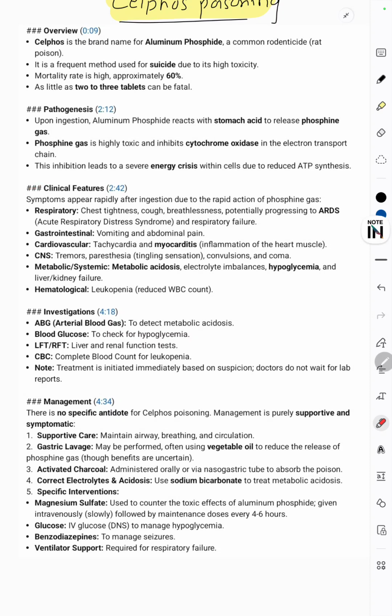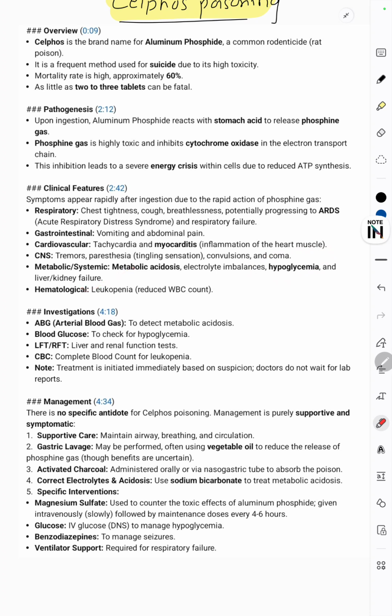Then clinical features. In the respiratory system, it will lead to chest tightness, wheezing, breathlessness, leading to ARDS. Then gastrointestinal: abdominal pain, diarrhea, vomiting. Then in the cardiovascular system, it will lead to tachycardia, myocarditis. CNS: it will lead to tremors, paresthesia, convulsions, finally leading to coma. And very important, metabolically, it will lead to metabolic acidosis, electrolyte imbalances, hypoglycemia, and liver and kidney failure.